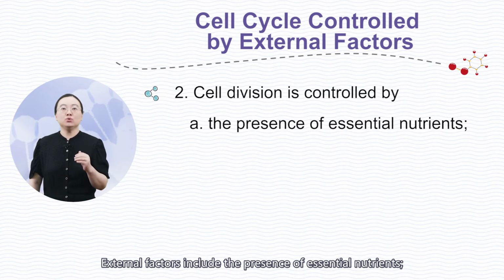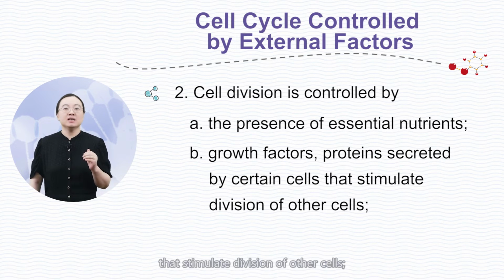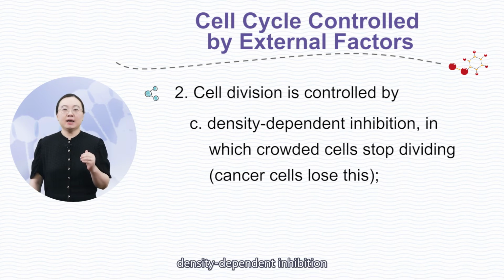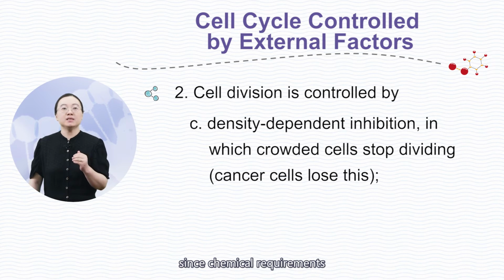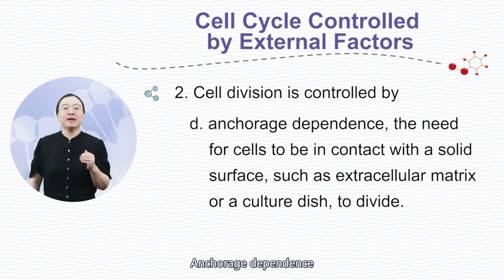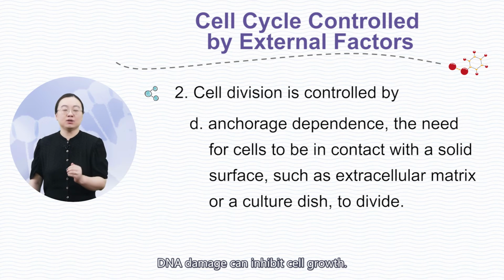External factors include the presence of essential nutrients; growth factors, which are proteins secreted by certain cells that stimulate division of other cells; density-dependent inhibition, in which crowded cells stop dividing since chemical requirements are insufficient to allow cell growth, but cancer cells lose it; anchorage dependence, that is the need for cells to be in contact with the substrate in order to replicate. DNA damage can also inhibit cell growth.